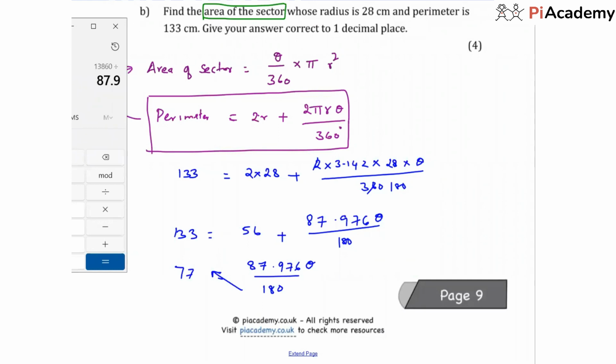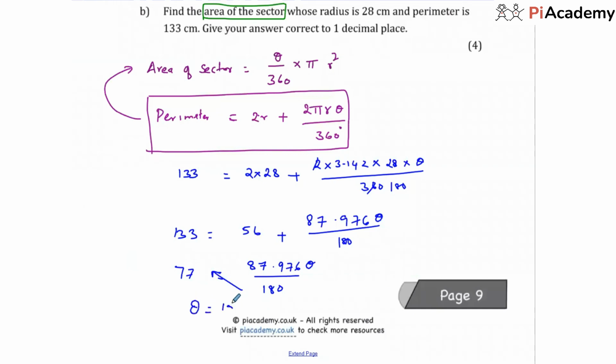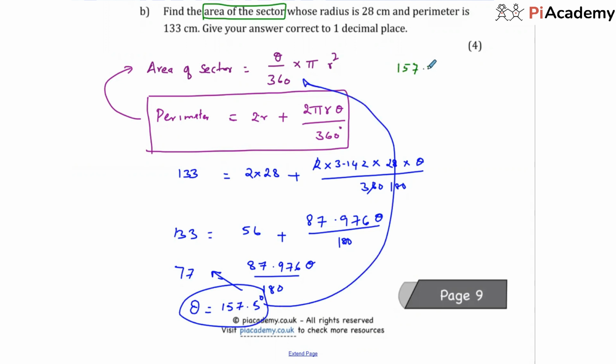Divide this by 87.976 is equal to 157.5. So theta is 157.5 degrees. Okay, so that's theta value. Now you take this theta value and substitute here. So you have theta divided by 360, that is 157.5 divided by 360 times 3.142 times 28 times 28, pi r square, right? So if you do this calculation, you'll get the answer.